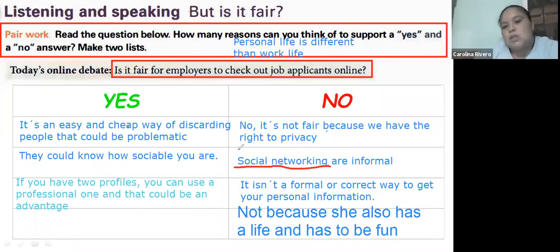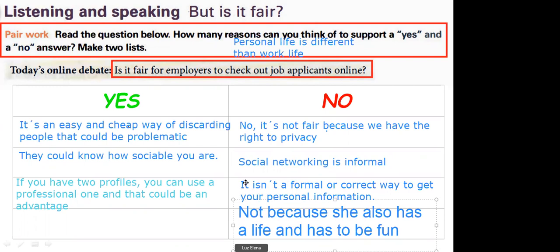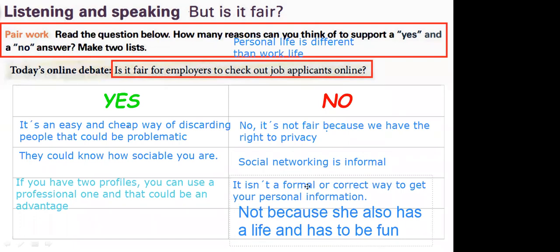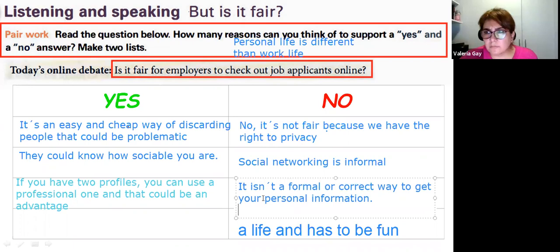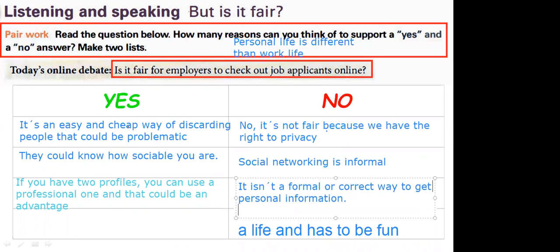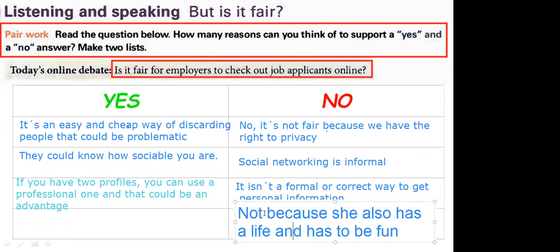Social networking is... No, it isn't a formal or correct way to get your personal information. It's not you getting it, it's the person who is checking you out, right? The employer, the recruiter. So it isn't a formal or correct way to get personal information. And this is stating a cause.